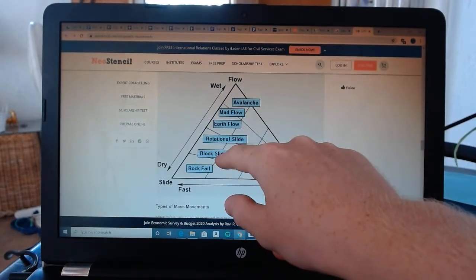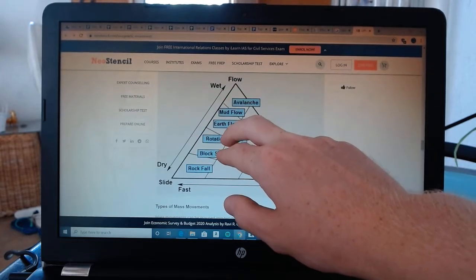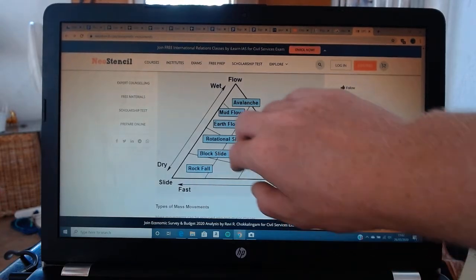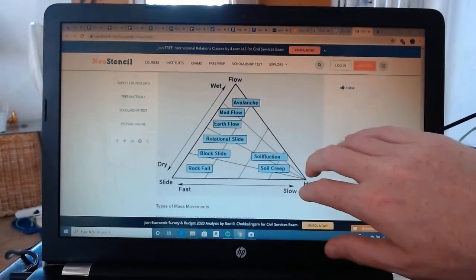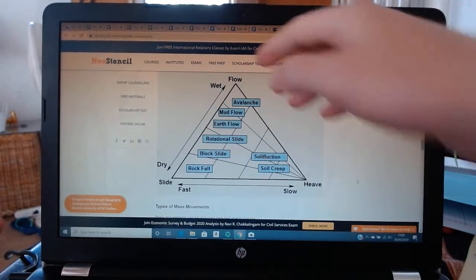The slumping and rock slide are in between. Again, they can depend how much water they contain, but both are very fast. So as we move this way, they get faster. As we move this way, they get slower. This way, they get drier. This way, there's more water involved.